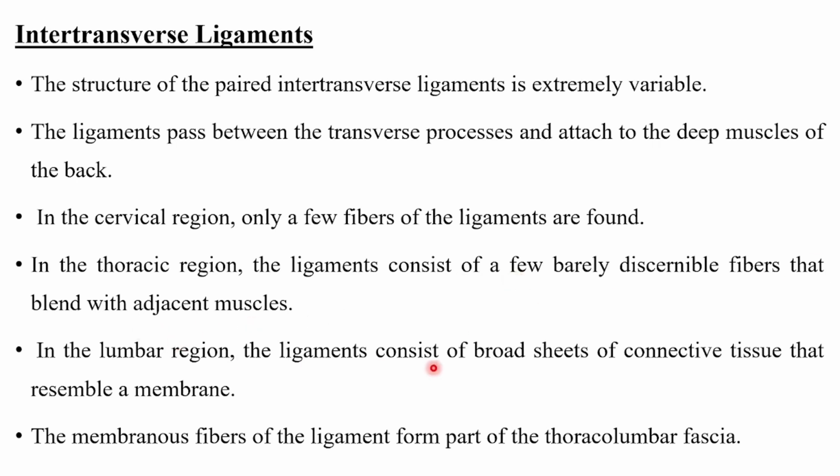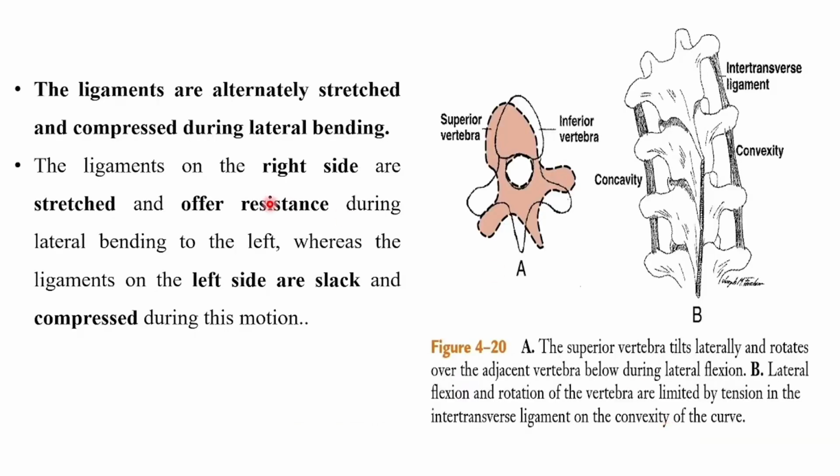In the lumbar region, the ligament consists of broad sheets of connective tissue that resemble a membrane. The membranous fibers of the ligament form part of the thoracolumbar fascia. The ligaments are alternately stretched and compressed during lateral bending. The ligaments on the right side are stretched and offer resistance during lateral bending to the left, whereas the ligaments on the left side are slack and compressed during the motion.